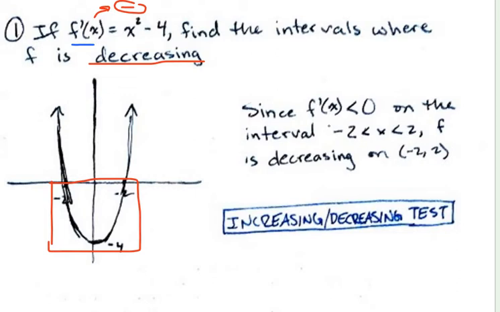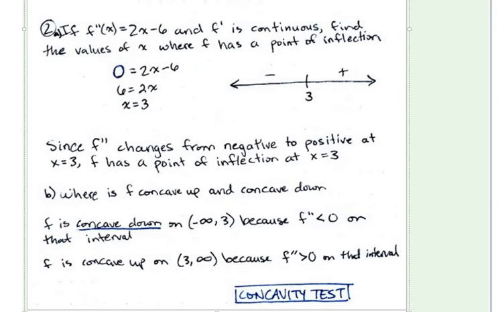So therefore, since f double prime, not f double prime, this is just f prime. Since f prime of x is less than 0, meaning f prime of x is negative on the interval, make sure you state the interval. Since the first derivative is negative on the interval from -2 to 2, then f must be decreasing on the interval from -2 to 2. Go ahead and check out the increasing, decreasing test if that sounds confusing to you.